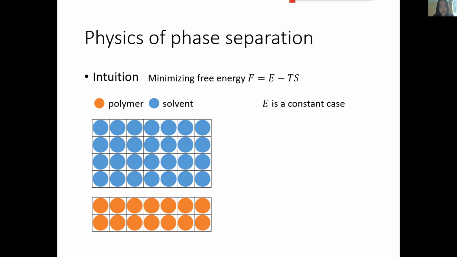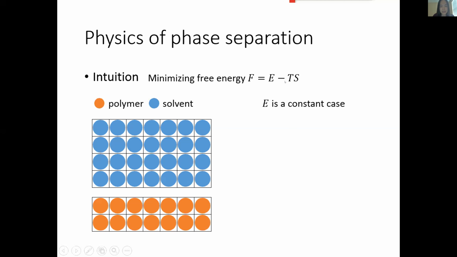So if we have a system like this, a lattice, where each lattice site can be occupied by a solvent molecule or a polymer, and we try to mix a solvent and a polymer into a solution, what will happen? If there is no interaction between the polymer and solvent, or the interaction is just a constant, it doesn't matter whether it's between the solvent and the polymer, the polymer and the polymer, or solvent and solvent.